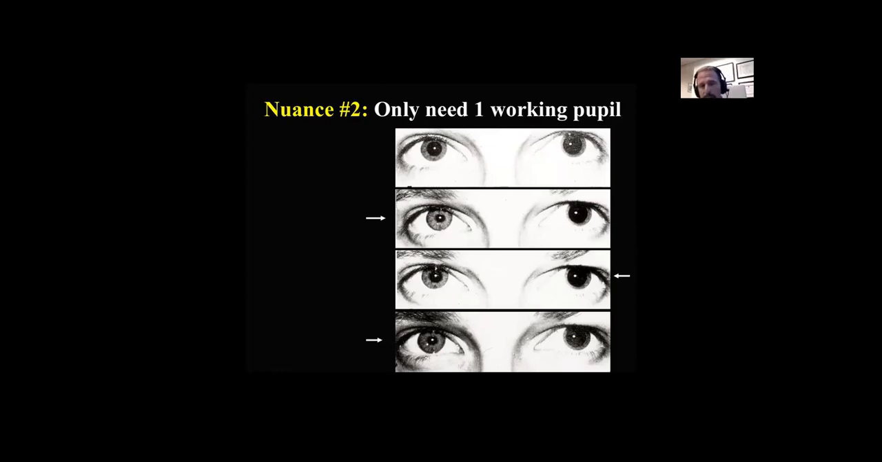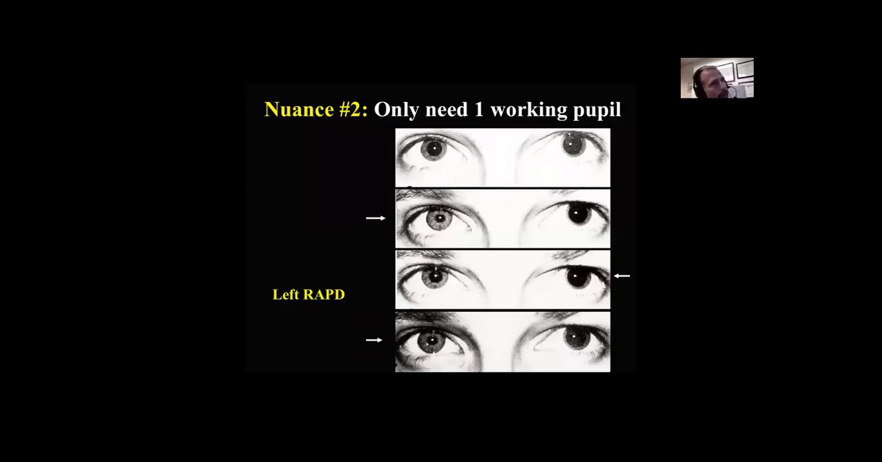Now, you'll also have to figure out what the heck's going on with that left pupil, because the left pupil doesn't work and there is obvious anisocoria. And the next question, other than there's a left relative afferent pupillary defect, is what else is going on with that left pupil? So a left relative afferent pupillary defect.